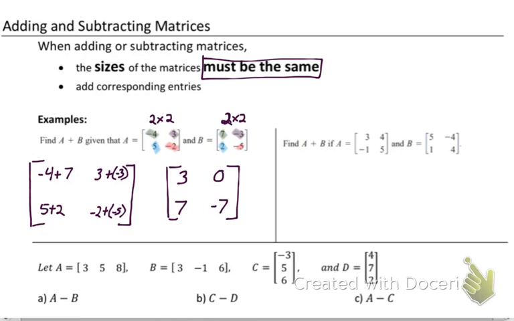So the next one is A plus B. Are both those matrices the same size? Yep. So we can add them. So we're just going to do the 3 plus the 5. I'm just going to skip writing it down. 3 plus 5 is 8. So once again, I did the 3 and the 5. We're going to do the 4 minus the 4, which is 0.